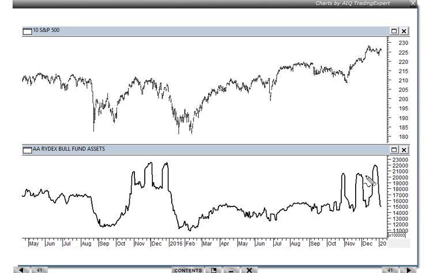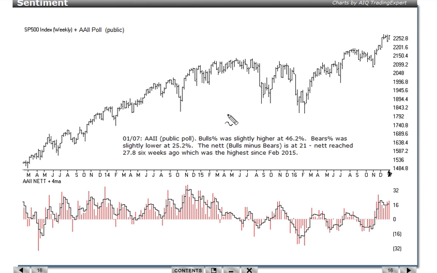But here we're looking at the bull fund assets in isolation, and you can see that having reached the highest level since December last year, or rather 2015, way back over here, bull fund assets have dropped pretty swiftly here. That's why the ratio has come lower. For whatever reason, a good number of Rydex traders have been a little spooked recently and have taken money off the table. Okay, here we're looking at the public poll from AAII.